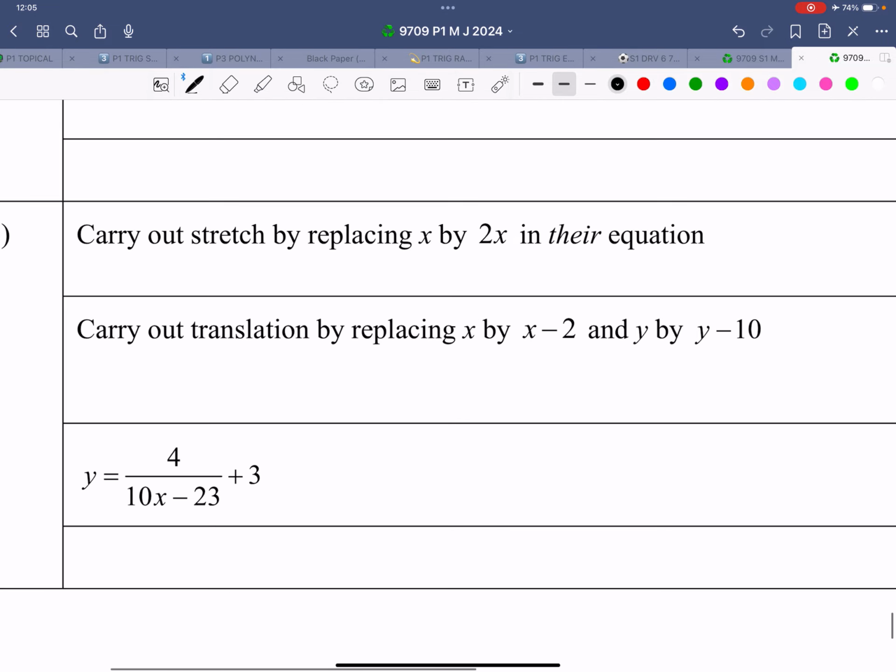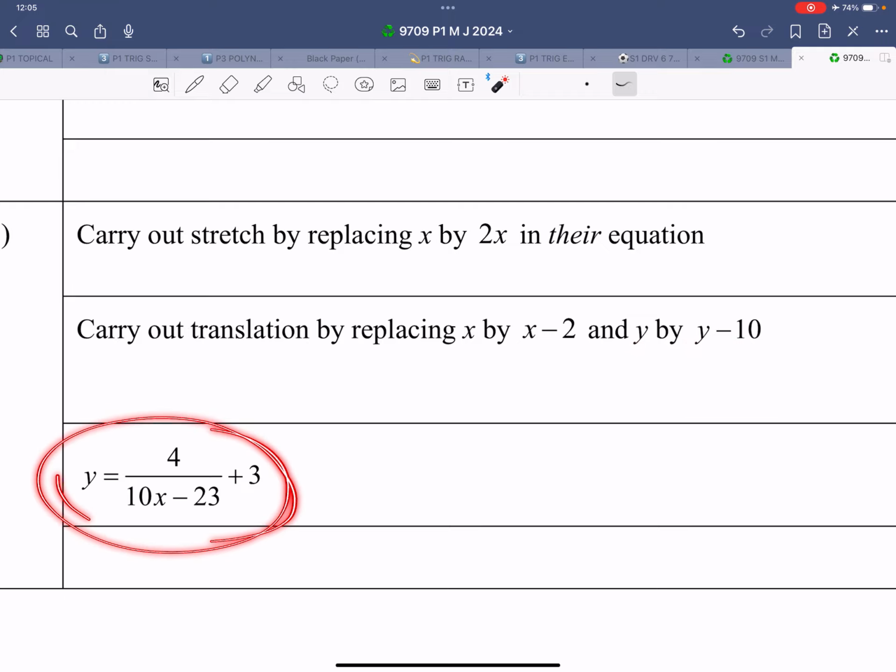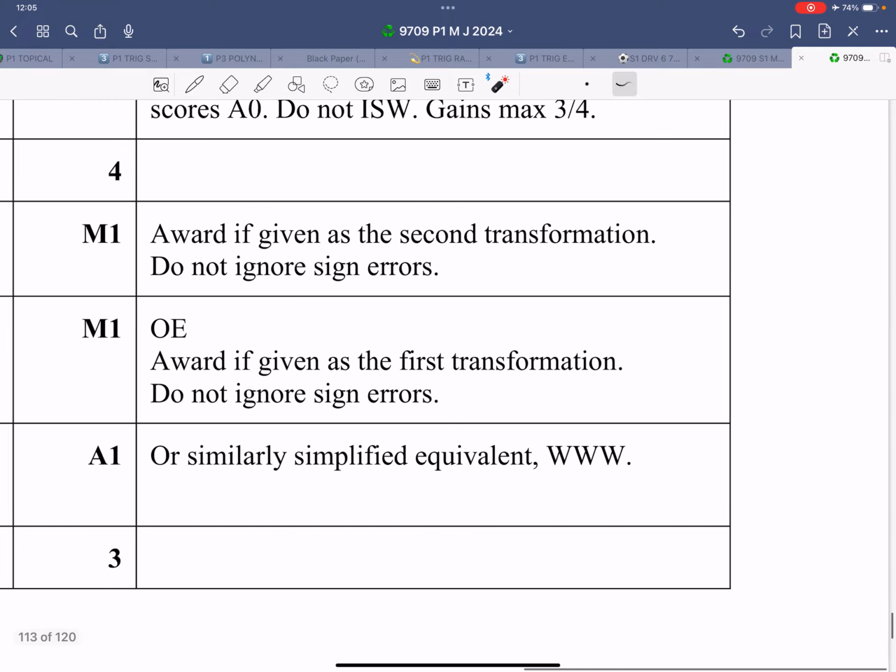Carry out stretch by replacing x by 2x in the equation. Carry out translation by replacing x by x minus 2 and y by y minus 10. So this is the final answer that you get.